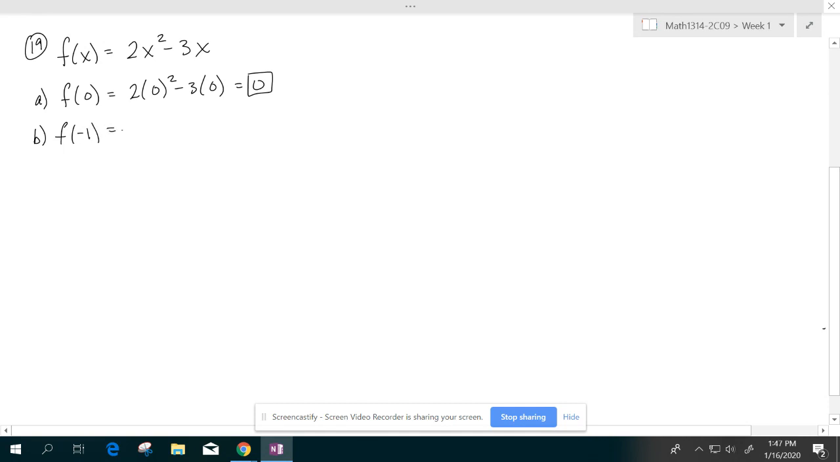And so now what is this telling me to replace every x with? Okay, so here we go. Now it's going to be -1 squared minus 3 times -1. And do y'all see how I'm putting the number in parentheses? That's important, especially for negative numbers, okay? Negative numbers have to go in parentheses.